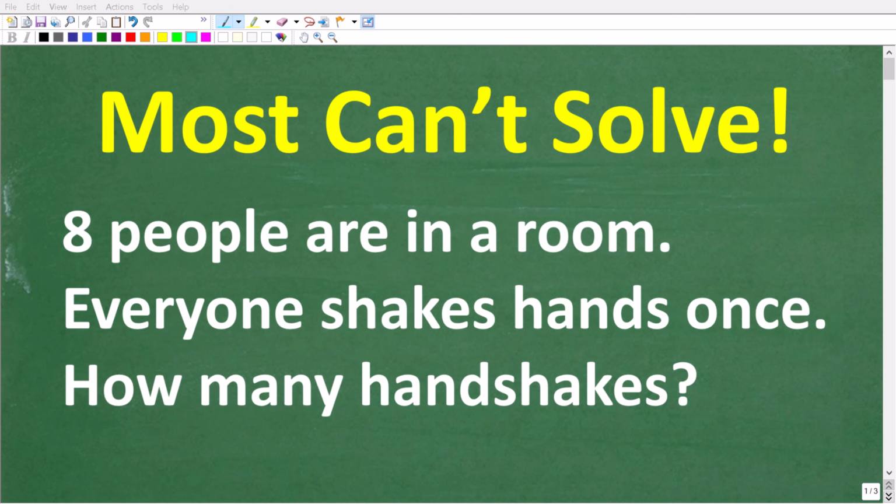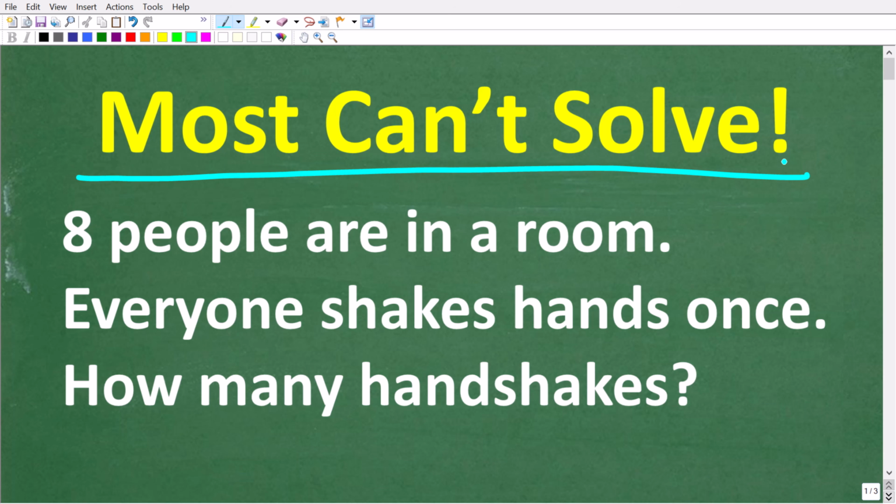Here's a math puzzle that looks really simple, but surprisingly, a lot of people are going to get it wrong. Okay, so imagine this situation. We have 8 people standing in a room. Each person walks around and shakes hands with every other person exactly one time. So the question here is, how many total handshakes occurred?